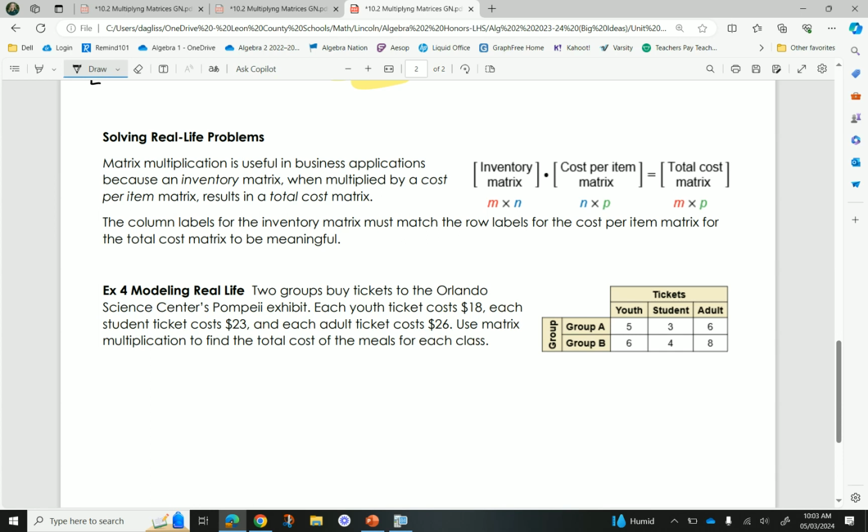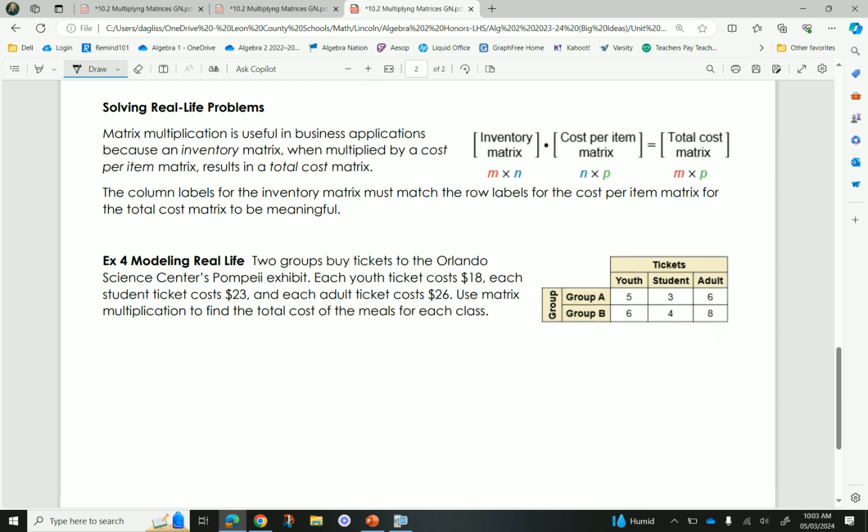Here we go. 2 groups buy tickets to the Orlando Science Center's Pompeii exhibit. Each youth ticket costs $18. Each student ticket costs $23, and each adult ticket costs $26. Use matrix multiplication to find the total cost of the tickets for each group. Okay, so they gave me a setup already for the inventory. The groups and how many tickets they have.